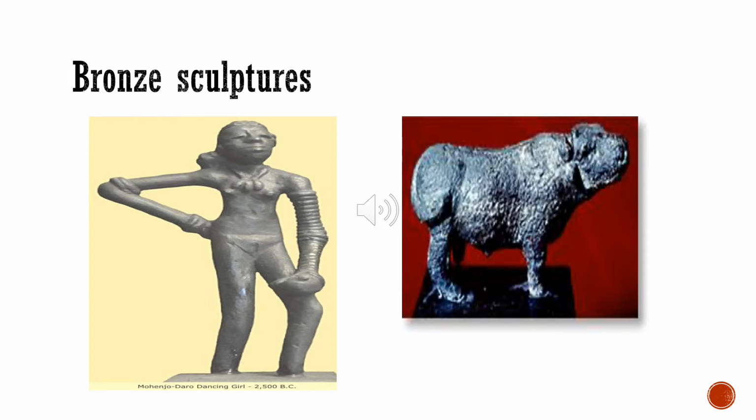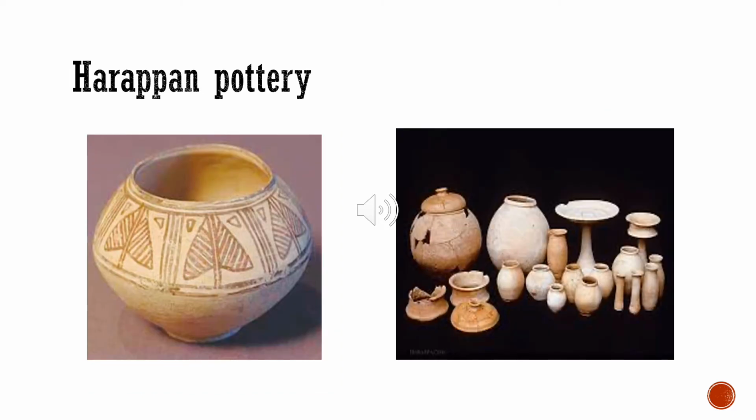Here in this slide, two pictures have been shown. One on the right side is the bronze sculpture of a bull, and on the left side is a famous bronze sculpture of a dancing girl. The artwork of the Indus people continued into the potteries as well. The intricate paintings have been shown on the different potteries, jars, daily utensils as well.